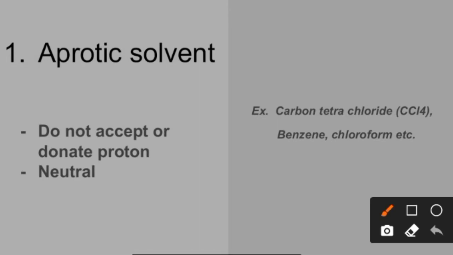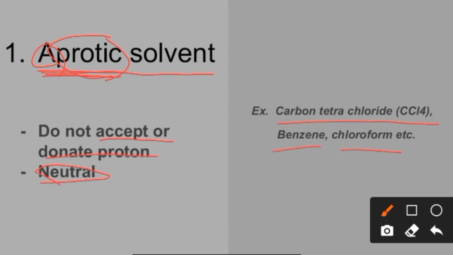First is aprotic solvent. Aprotic solvents are those solvents which do not donate or accept the proton. They are neutral in nature. As the name indicates, in aprotic, protic means proton and A means this type of solvent does not accept or donate the proton. Examples of aprotic solvents are carbon tetrachloride, benzene and chloroform. These solvents do not accept or donate the proton.